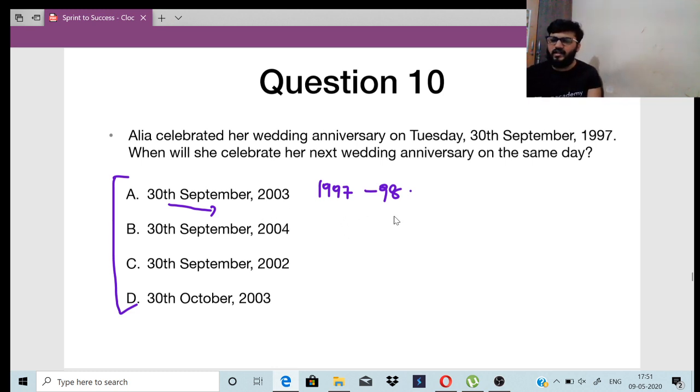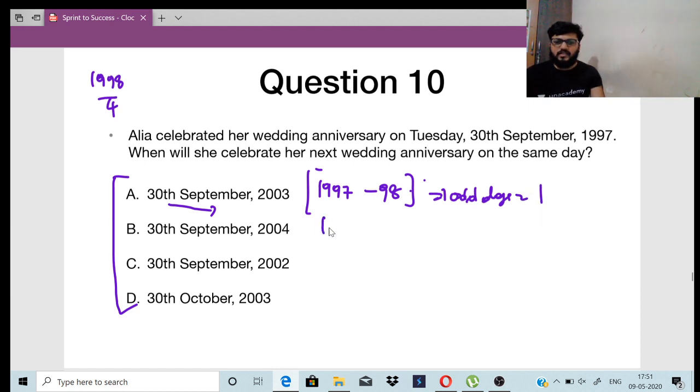1997 to 1998, okay? So is this a leap year or not, right? You have to see whether these are leap years or not. Is 1998 a leap year? Divide by 4? No. So how many odd days will there be? 1, right? The number of odd days will be 1. Then I will take 1998 to 1999. Again the number of odd days is 1.